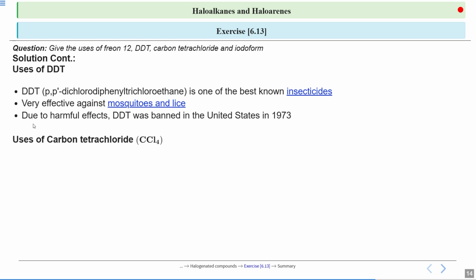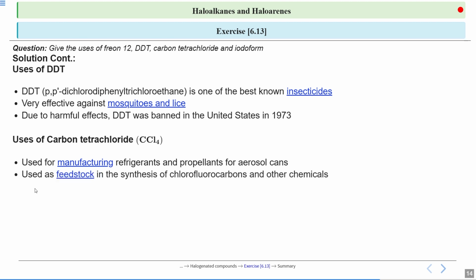Now, if we talk about the uses of carbon tetrachloride, that is the CCl4 molecule. CCl4 is used for the manufacturing of refrigerants and propellants for aerosol cans. CCl4 is also used as feedstock in the synthesis of chlorofluorocarbons and some other chemicals. It is also used as a solvent in the manufacture of pharmaceutical products.